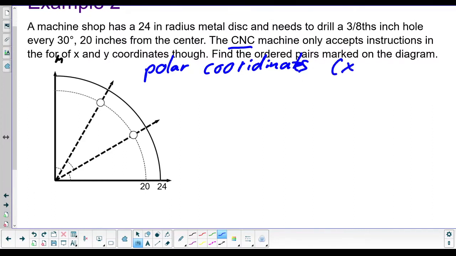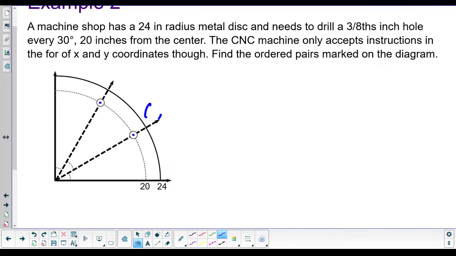Instead of X and Y, you're going to have R and theta. Right? So it'll tell you how far out to go and then how far to spin. It's cool. They're very interesting, but unfortunately, you bought the cheap CNC machine, not the $10 trillion CNC machine. So you have to tell it X, Y, and it's in R and theta right now.